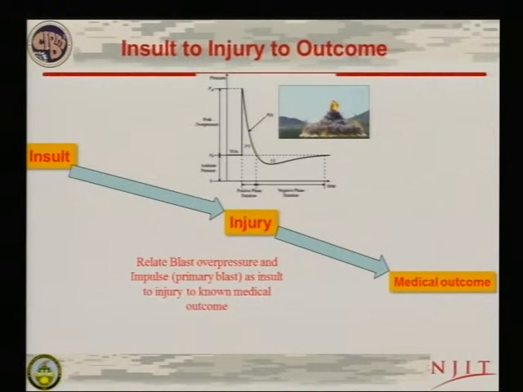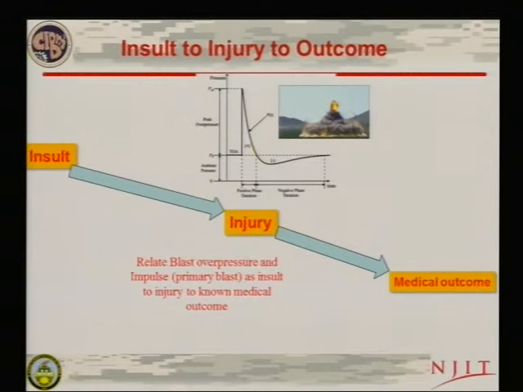So there is actually a continuum in terms of the insult, the type of insult that causes the injury, that causes the medical outcome. We just cannot be treating this, or I cannot be just working on the insult alone. So I think that is a fundamental message I want you to understand.